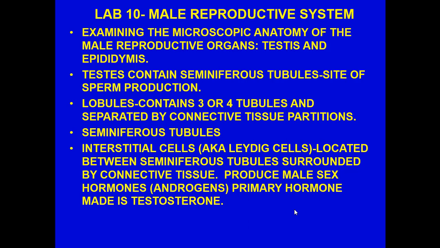Now, inside this collection of tubules, you will have 3 or 4 of them bundled together, making a lobule. And they're separated by connective tissue partitions. And so you have the seminiferous tubules, and inside the tubules, you will see basically a construction that will include the interstitial cells, otherwise known as Leydig cells. These are located between the seminiferous tubules, surrounded by connective tissue. Leydig cells or interstitial cells produce the male sex hormone, androgens. Primarily, it's made of testosterone.